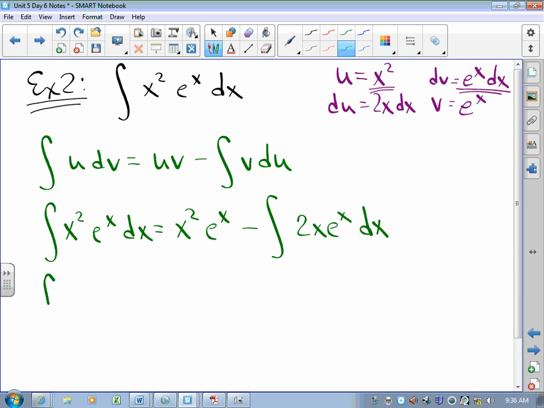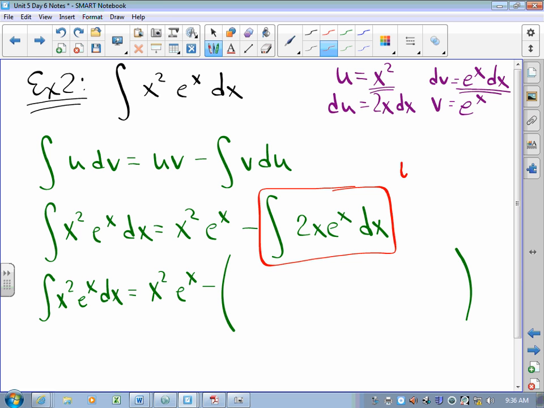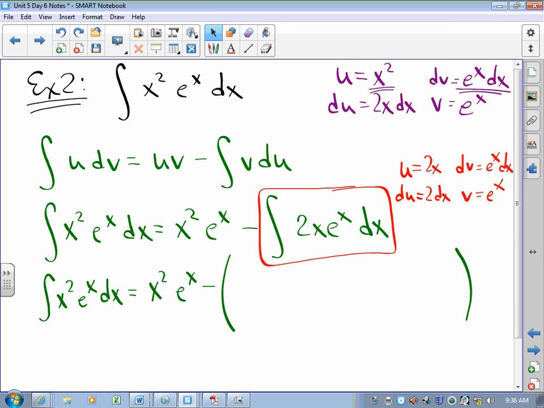Let's take this thing that we have so far and just hit the pause button and do another integration by parts on this guy. A brand new u, a brand new dv that comes with its own du and its own v. And so we do it again.